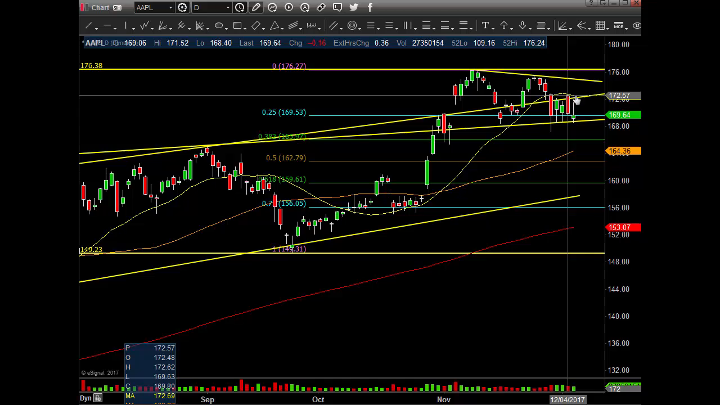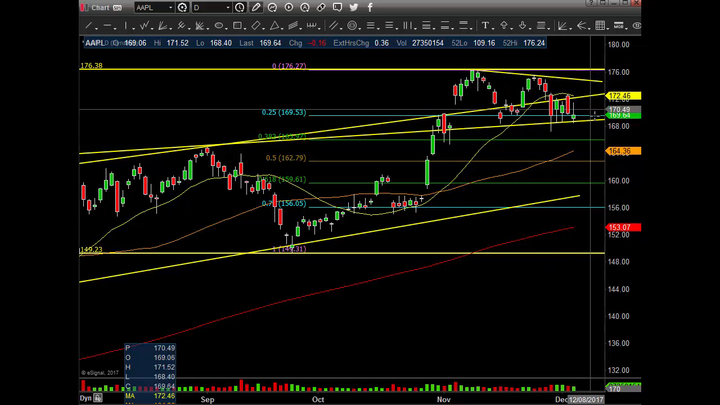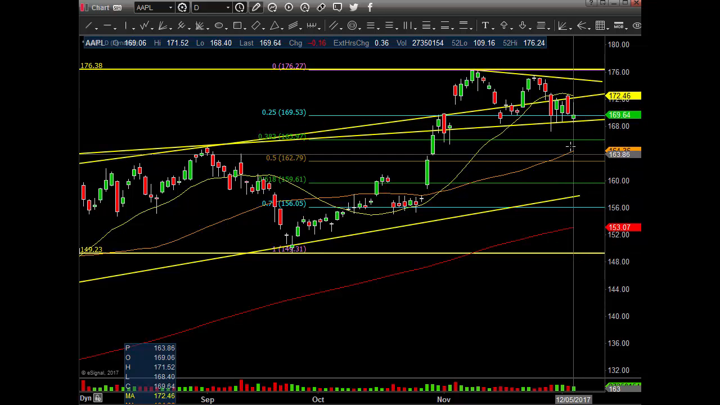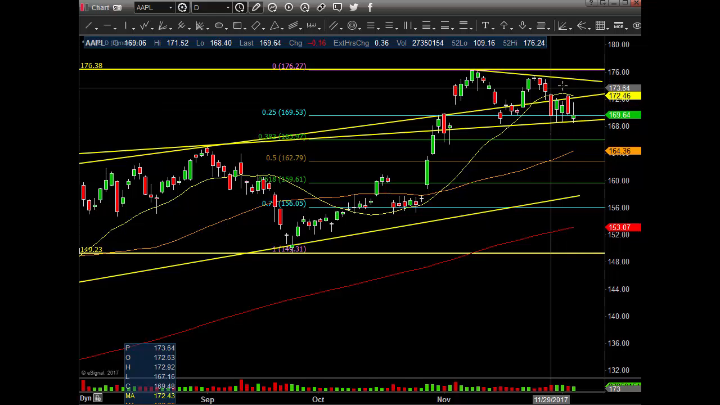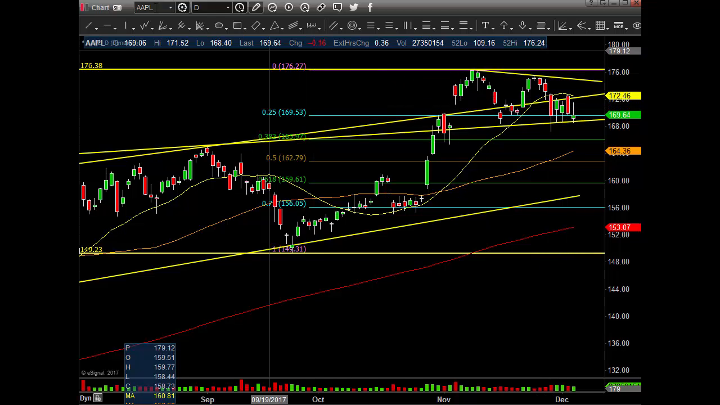Bulls, you need to get above this 20 MA and above these trend lines, period. Bears, just keep going sideways like this, chopping in this channel. Then you're looking at downward pressure if it comes down. So right now, we're still not complete with the pattern. Let's see what it does by the end of the week on Apple.